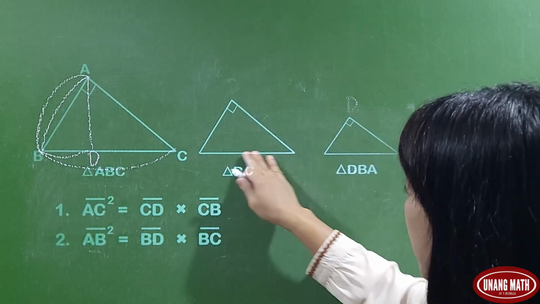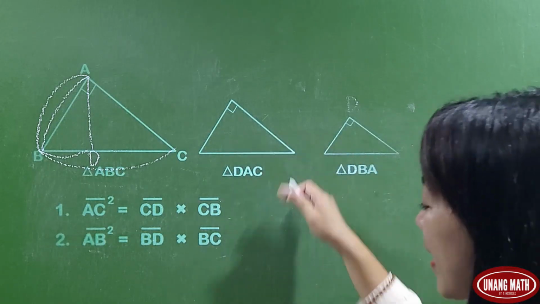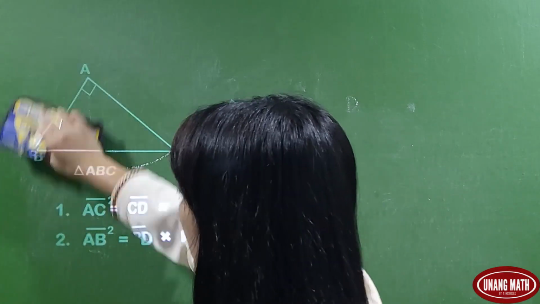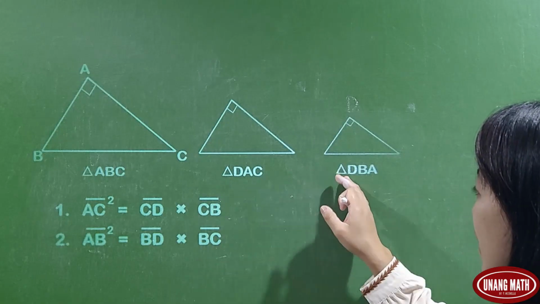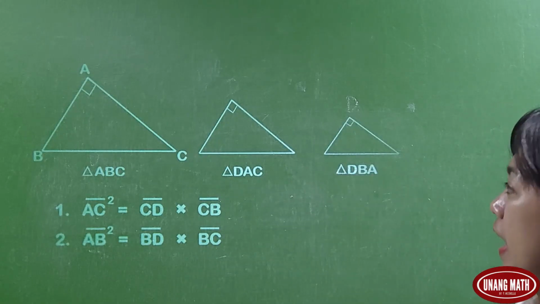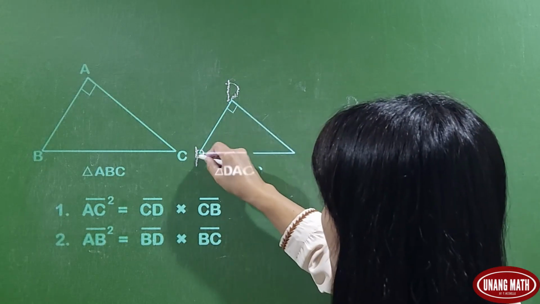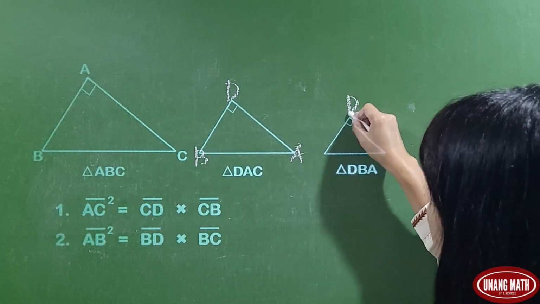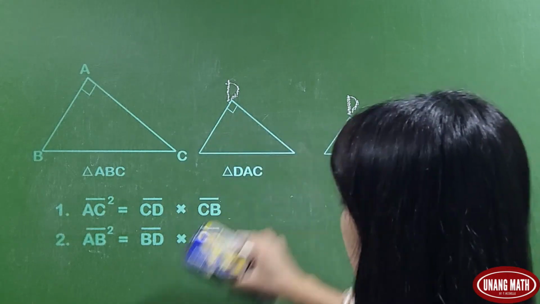This time, we will be considering these right triangles inside our original right triangle. So we have here triangle DAC and triangle DBA. If we look at this one, this is DBA, and this is DAC.